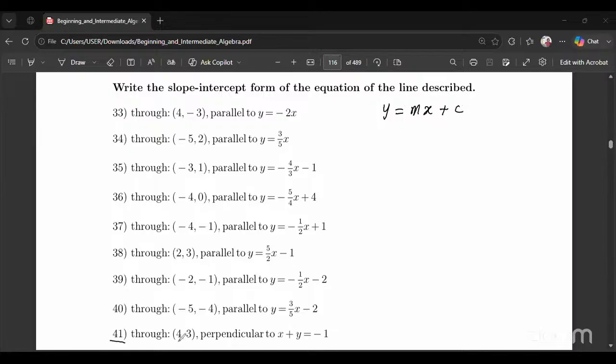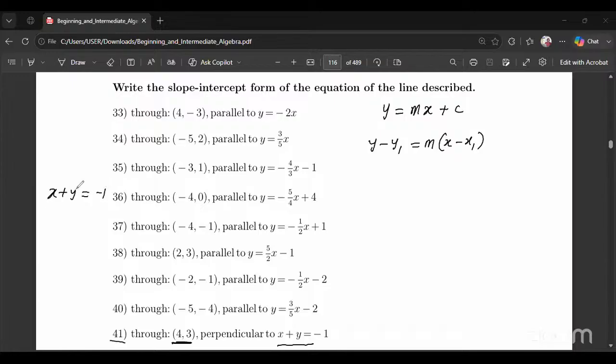Now the line is passing through the point 4, 3, and it's perpendicular to this line. Let me show the way I'm going to attempt this question. When we are talking about point slope form, we have y minus y1 equal to m into x minus x1 in brackets. So all I need is to get the slope. I need to get the slope from the line that is perpendicular to it. So let's bring out the line. We have the line x plus y equal to -1.